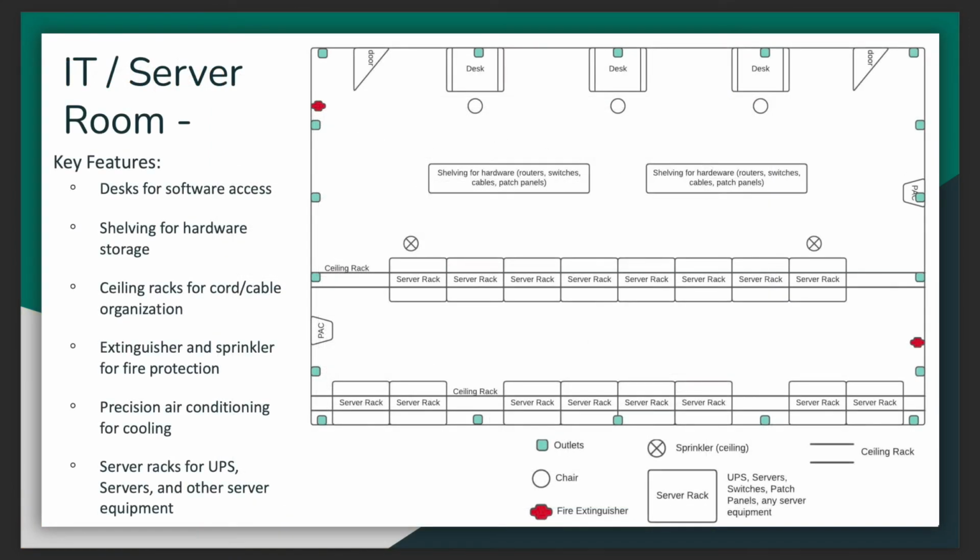On to the IT and server room. So this is kind of what we would think it would look like. We'd have desks for software access, with shelving for hardware storage, ceiling racks for cord and cable organization. Obviously, for safety, we'd have extinguisher and sprinkler for fire protection.